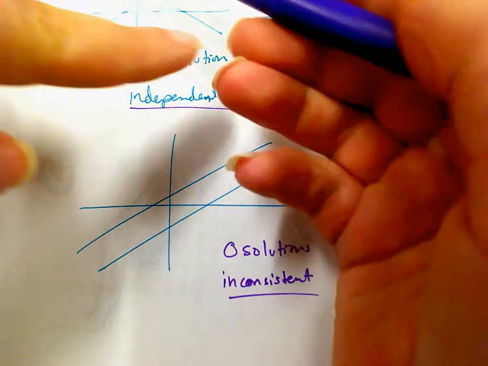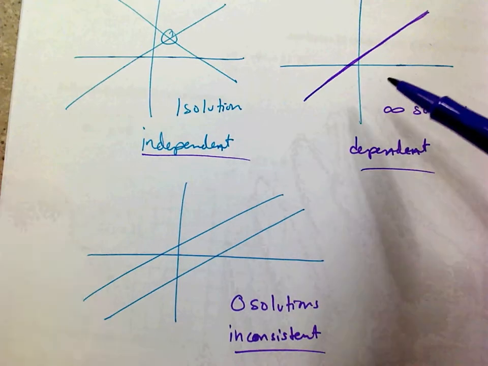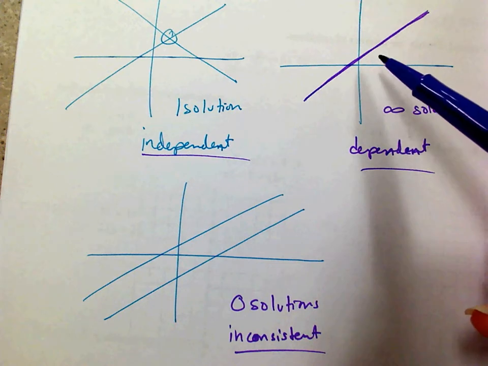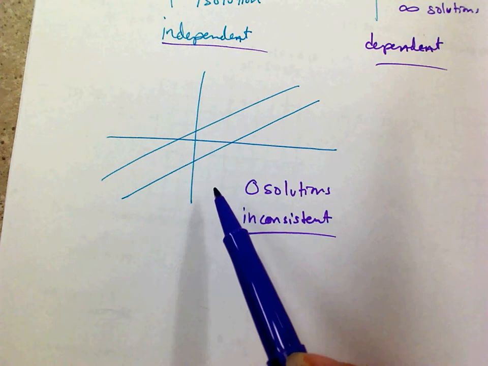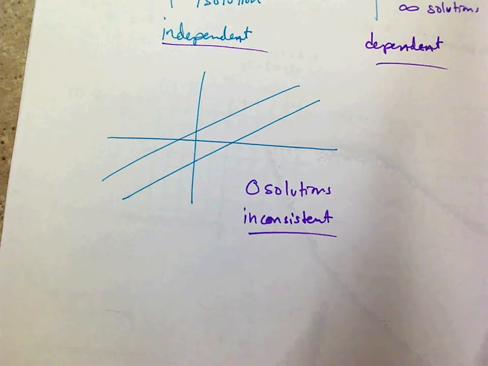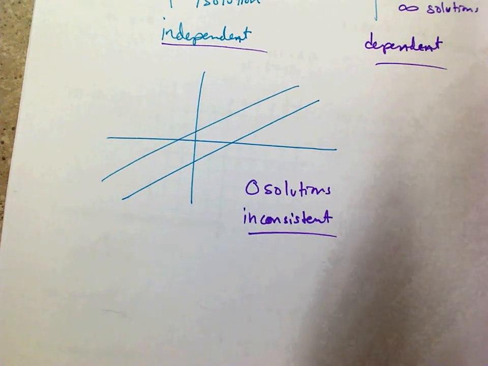Independent, they meet once and then they carry on. Dependent, they're beside each other the whole time, they can't split up, and then this one is inconsistent, they just never intersect, okay?